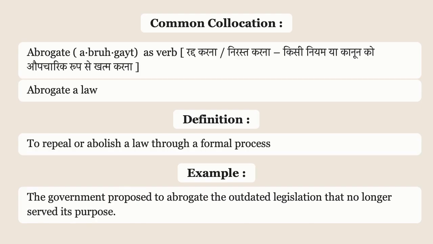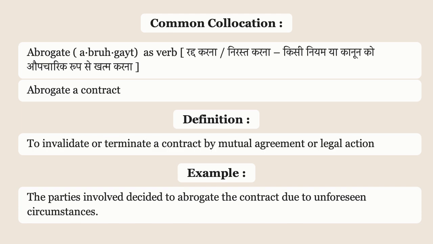Abrogate a law. Definition: to repeal or abolish a law through a formal process. Examples: the government proposed to abrogate the outdated legislation that no longer served its purpose. Abrogate a contract. Definition: to invalidate or terminate a contract by mutual agreement or legal action. Examples: the parties involved decided to abrogate the contract due to unforeseen circumstances.